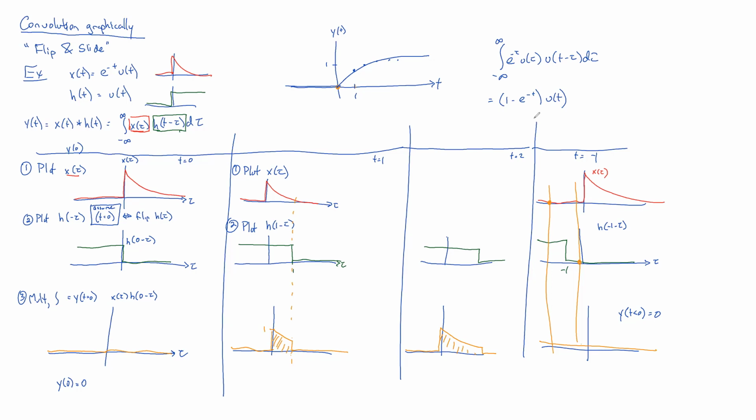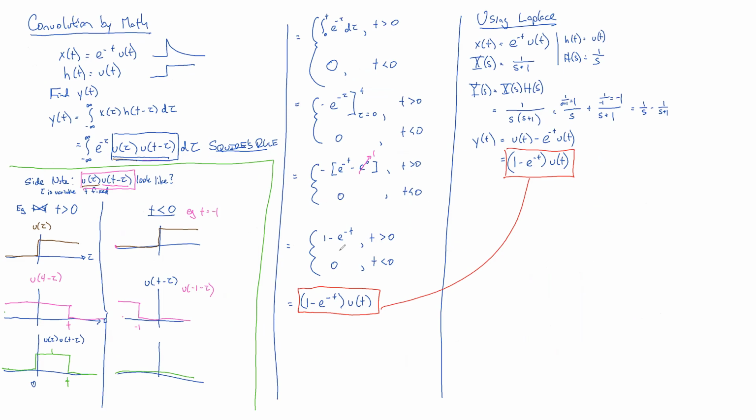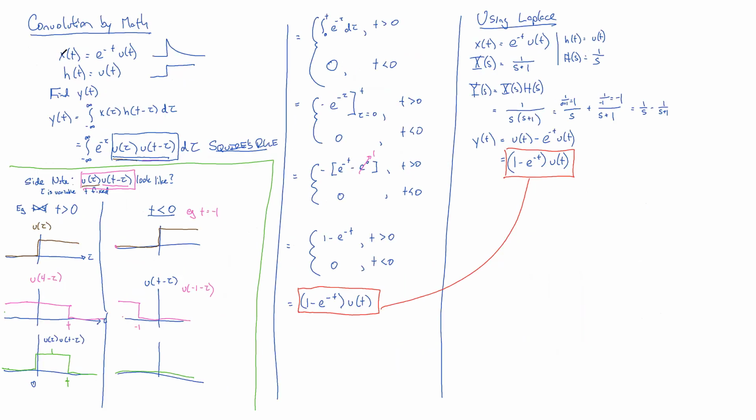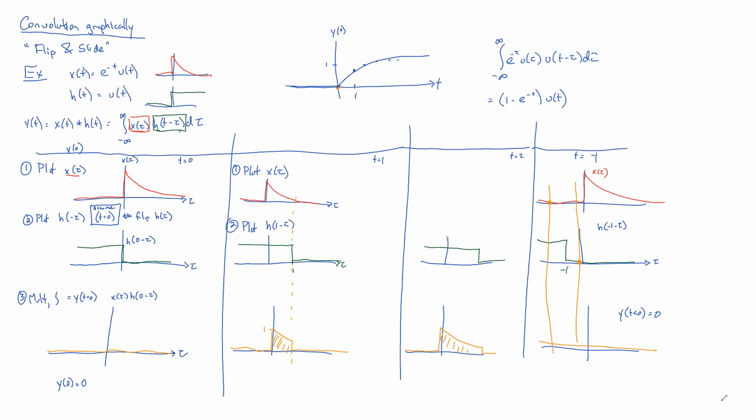So we've solved it three different ways. We've solved it exactly using math, we've solved it approximately using Laplace, and we've solved it using graphical convolution. At the end of this class, what I want you to be able to do is definitely know how to do convolution by math. You already should know how to do it using Laplace, and you should have a rough idea about how graphical convolution works.